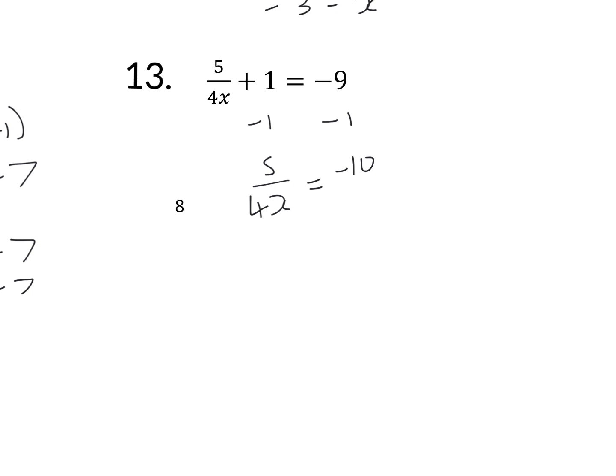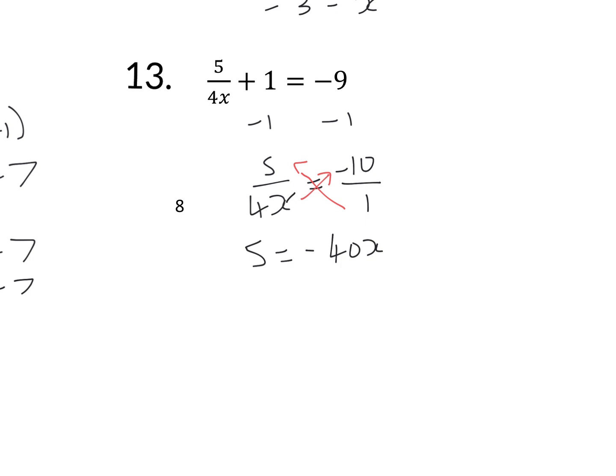On the left-hand side, we've got a fraction there. On the right-hand side, we can make it a fraction. Minus 10 is the same as minus 10 over 1. And then we can cross multiply, as we've got a fraction equals a fraction. 5 times 1 is 5. 4x times 10 would be 40x. So 4x times minus 10 would be minus 40x.